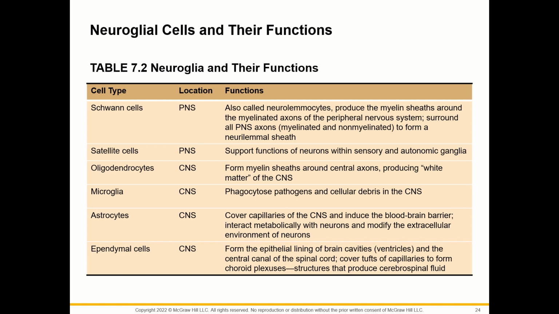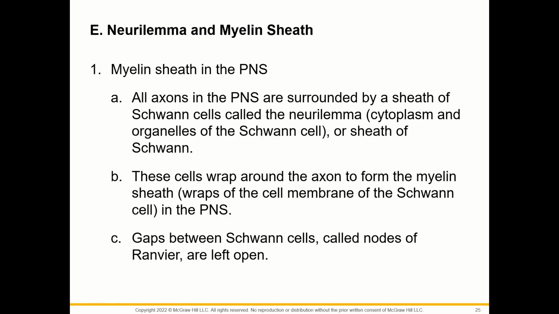And then here's table 7.2, which is going to summarize all 6. The first 2 are going to be peripheral nervous system, and then the next 4 are going to be central nervous system. So always refer back to those tables. It's a lovely function. Let's revisit the myelin sheath now.